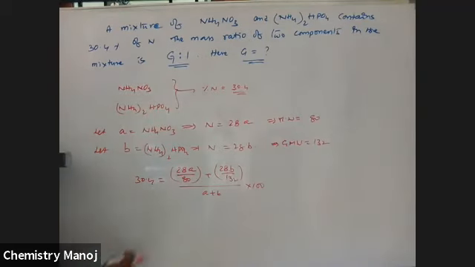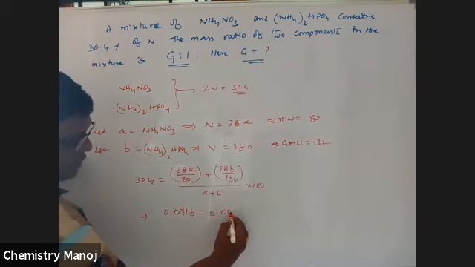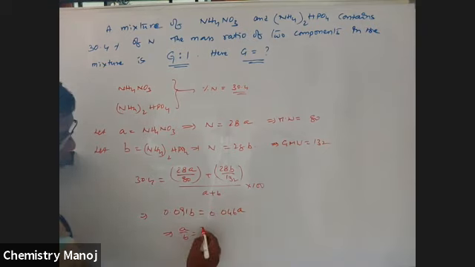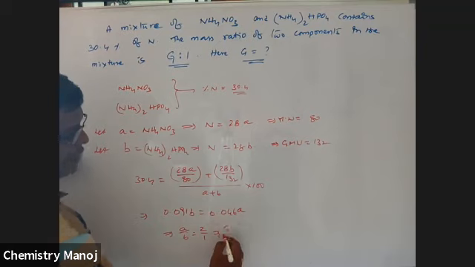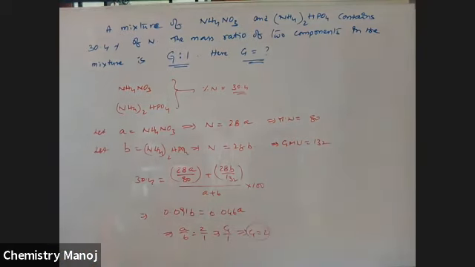Now solving this, we will get the A and B values. After solving this, 0.091B is equal to 0.046A. That implies A by B is equal to 2 by 1, which is equal to G by 1. That implies G is equal to 2.